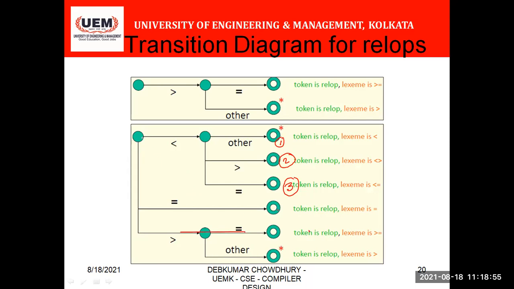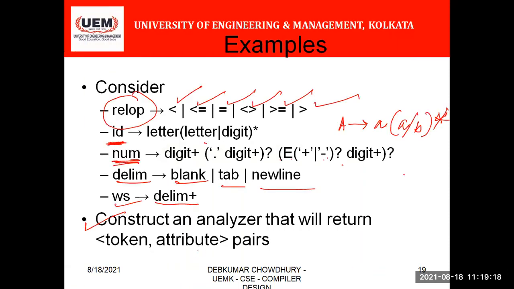Greater than or equal to, simple. We start from the initial state. Greater than means I go to the intermediate state. After that, if I receive equal to, then only I go to the final state. Otherwise I should go to this particular state. Say this is state 5 and this is state 6. So in this way, the transition diagram of relop has been developed.